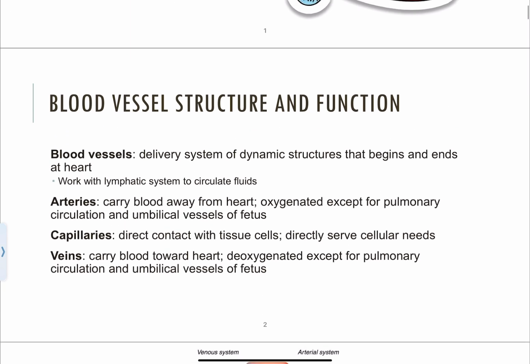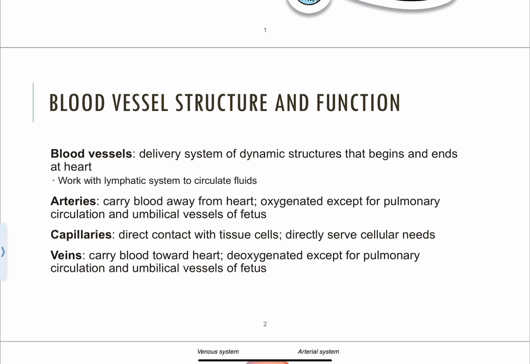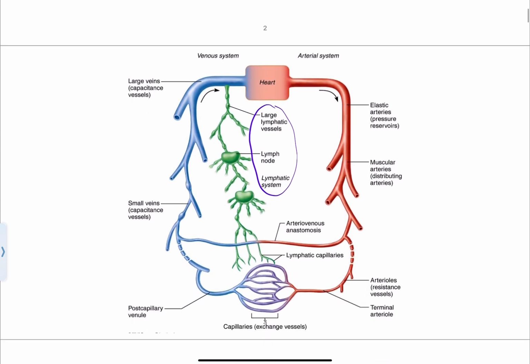I forgot to mention the capillaries. So the capillaries are the blood vessels that are actually in direct contact with the tissue cells. So this is where we're going to actually have gas exchange occur, where we're going to be dropping off oxygen and picking up the waste product, carbon dioxide, from these tissue cells.